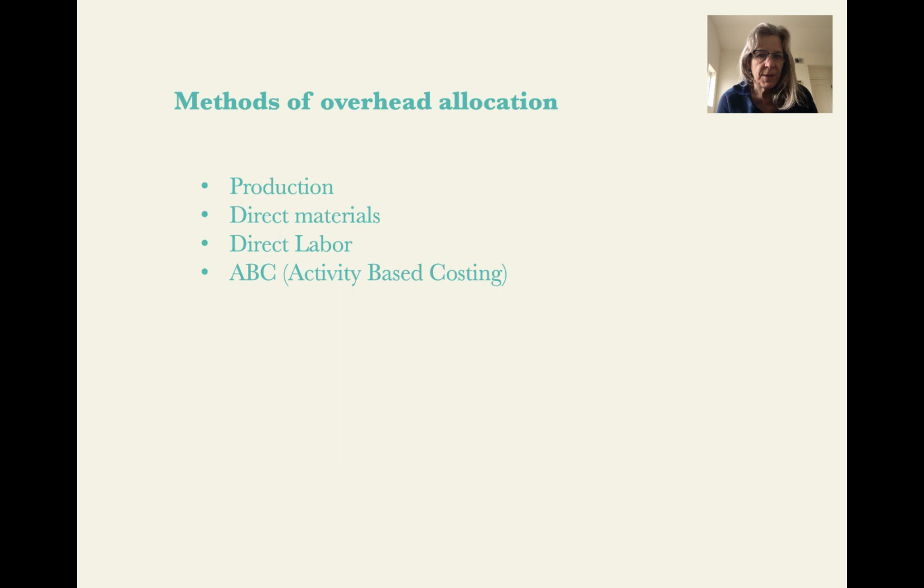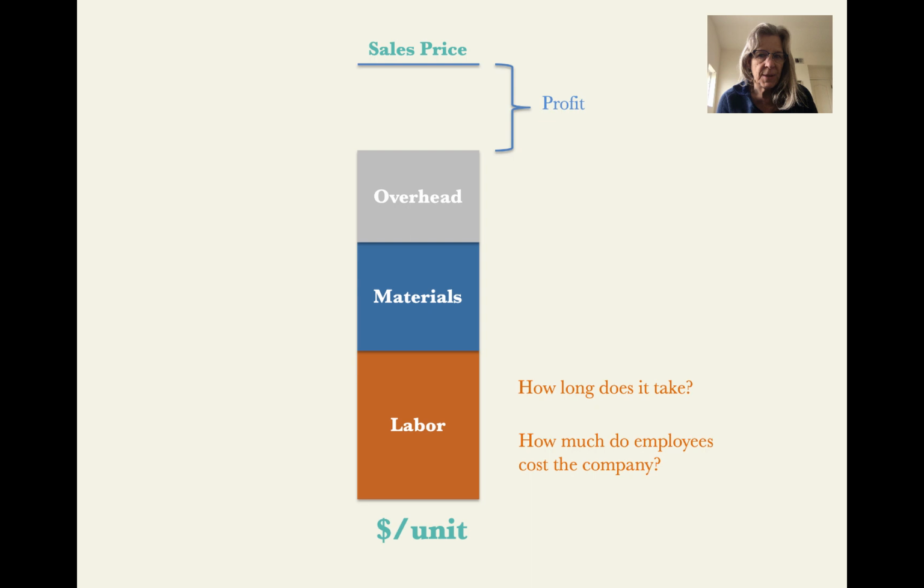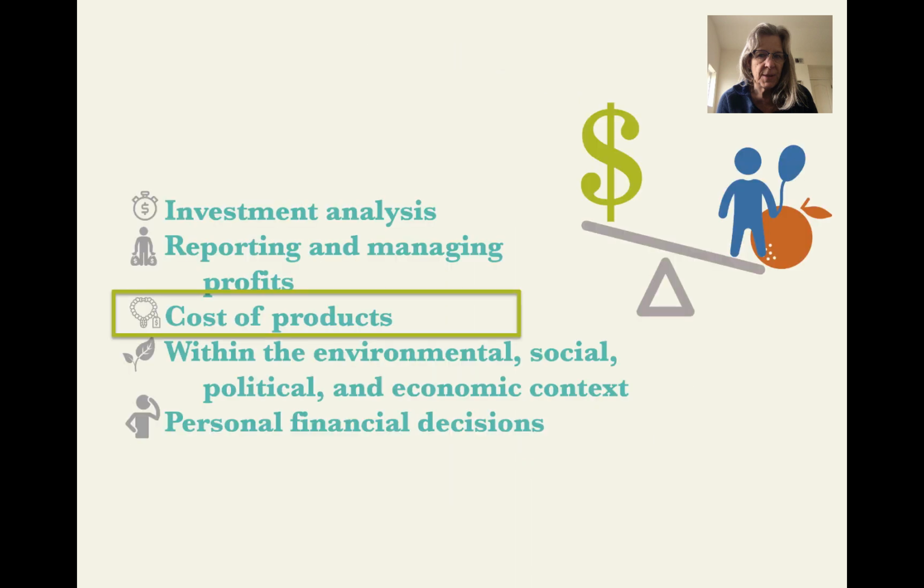Other methods of allocating overhead: we've talked about the method based on production. We can also allocate based on direct material or direct labor, or a more complex method called activity-based costing, or ABC. So in this video, we've talked about overhead allocation, and this is within the concept of the cost of products.